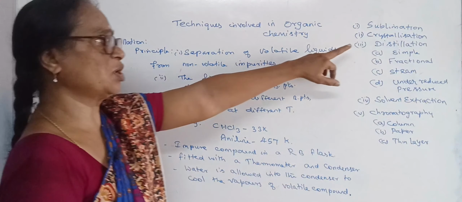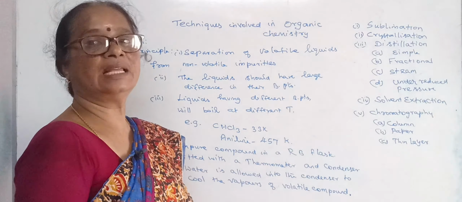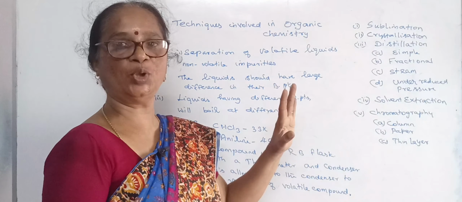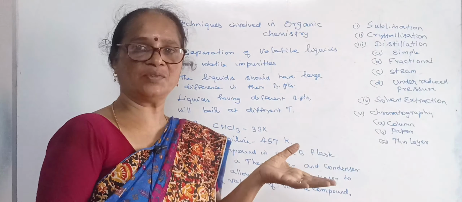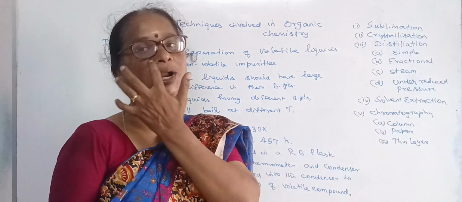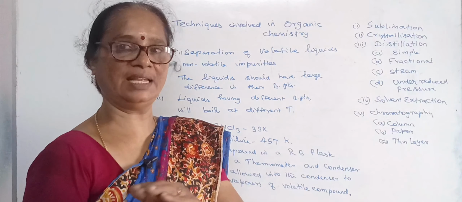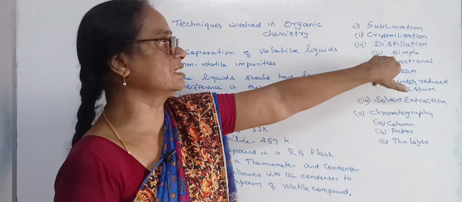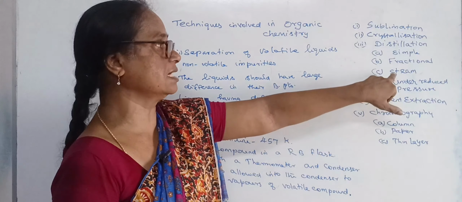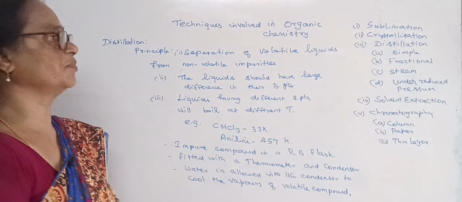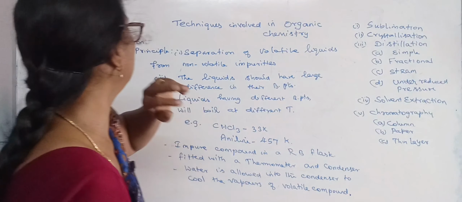The distillation process involves the difference in boiling point of the organic compound and its impurities, or even if we have a mixture of organic compounds, they have to differ in their boiling point to some extent. So there are four different methods involved. One is simple distillation, fractional distillation, steam distillation and distillation under reduced pressure. Let us see first of all the simple distillation.